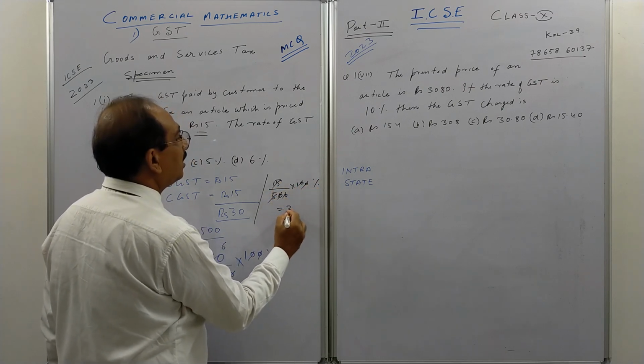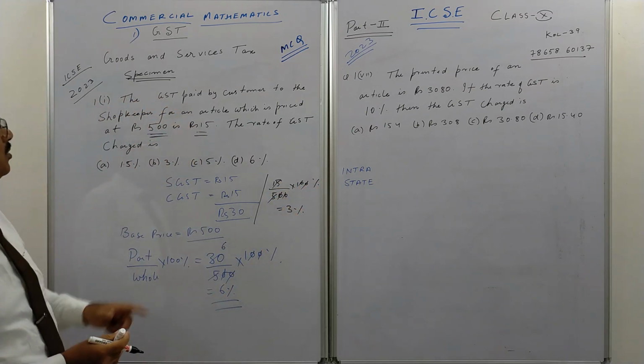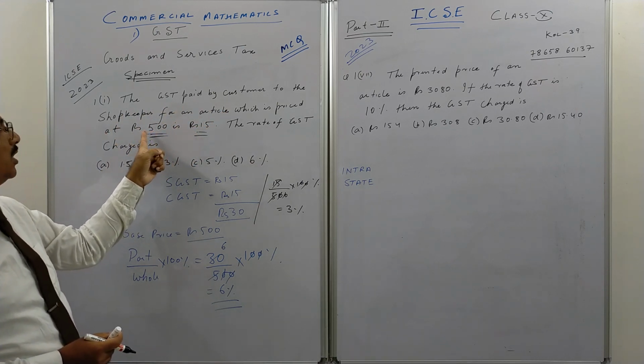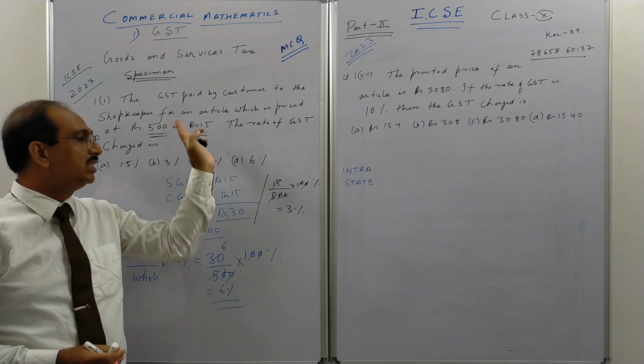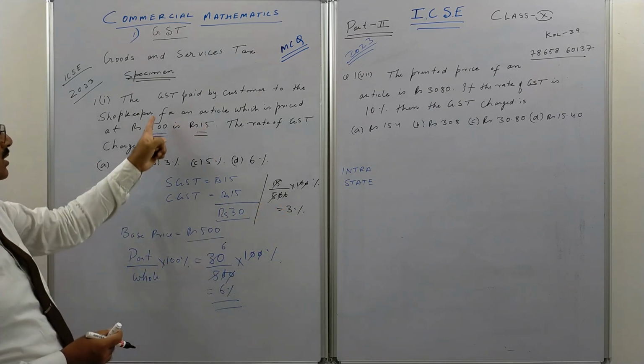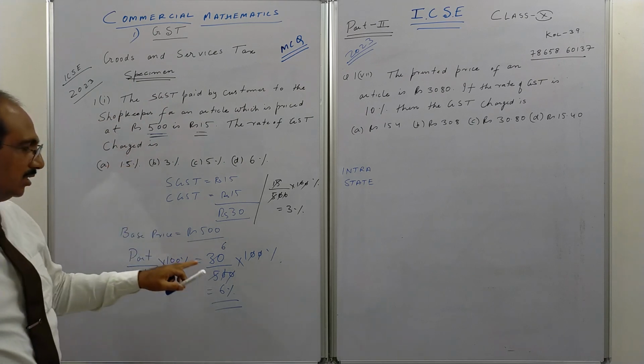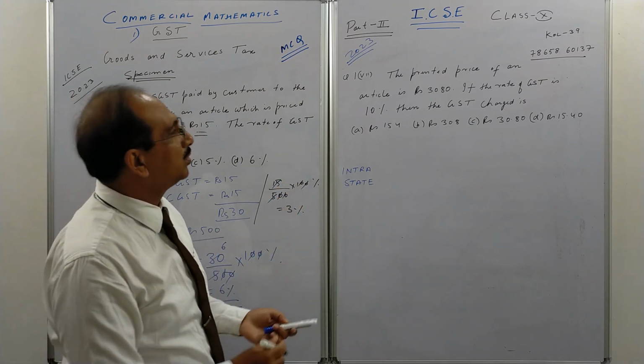It will be 3%. Once more, in the question: the GST paid by the customer to the shopkeeper for an article priced 500 is 15. So the answer will be 3%, since it is SGST or CGST. Okay, so the answer is 6%. Now we come to the next question.